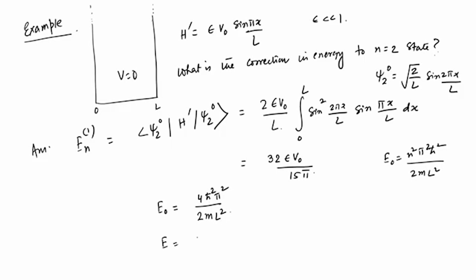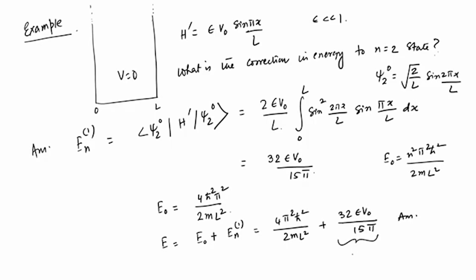So, the total energy will become equal to E 0 plus the correction that we have found out, which is E n 1. So, this is 4 pi square h cross square divided by 2 m L square plus 32 epsilon V 0 divided by 15 pi. That is the answer for this, and this term is purely coming because of the perturbation. Okay. There is a contribution to H prime.